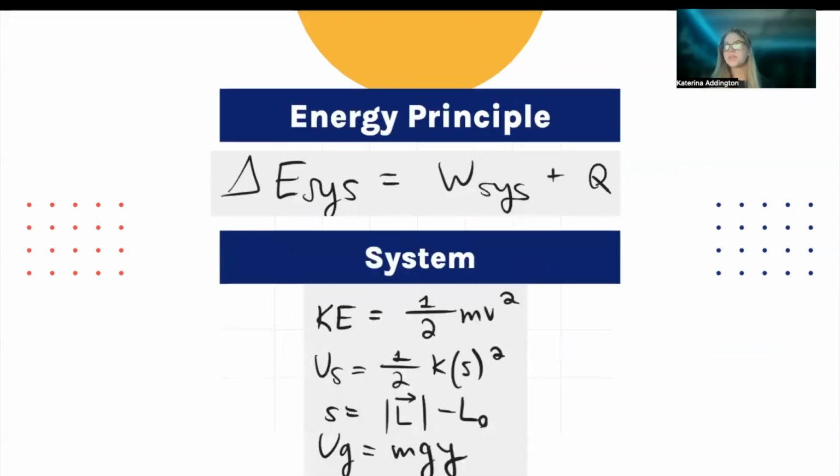So the next important concepts and formulas we use for this lab are the energy principle, which states that the change in the energy of a system is equal to the work done on the system by the surroundings plus the exchange of thermal energy between the system and the surroundings. Then we also use the formula for translational kinetic energy, the spring potential energy, the gravitational potential energy, and a formula for finding the length of the spring.